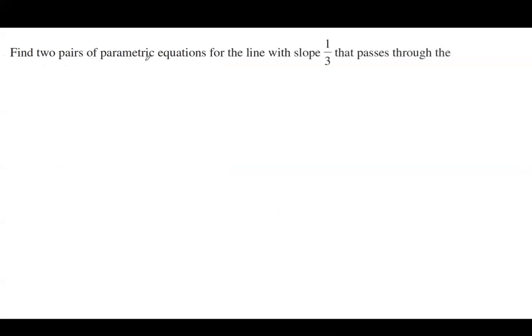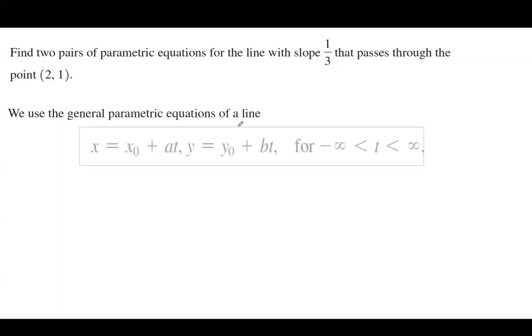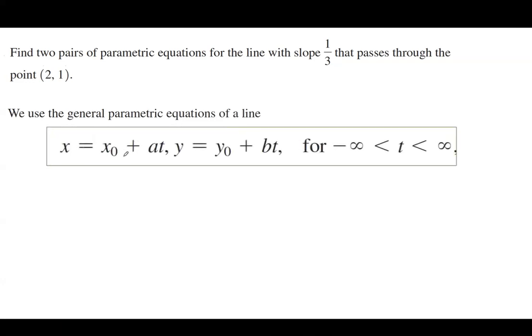Okay, let us take a look at a couple of examples. The question says, find two pairs of parametric equations for the line with slope a third that passes through the point (2, 1). Very good. So we have the slope, which is 1 divided by 3. We're going to use the general parametric equations of a line: x = x sub 0 + at, and y = y sub 0 + bt.